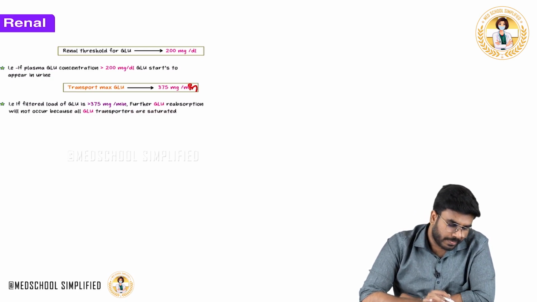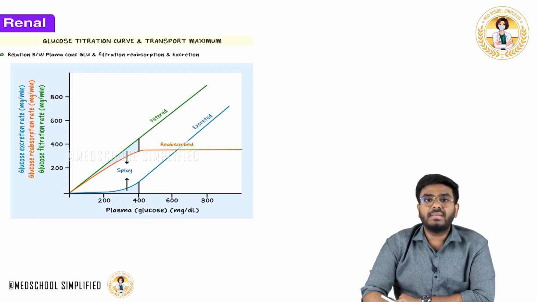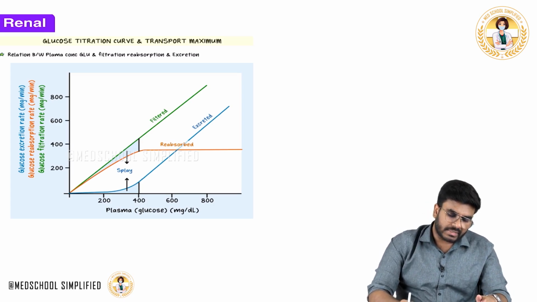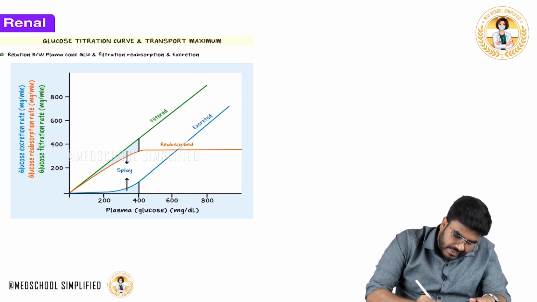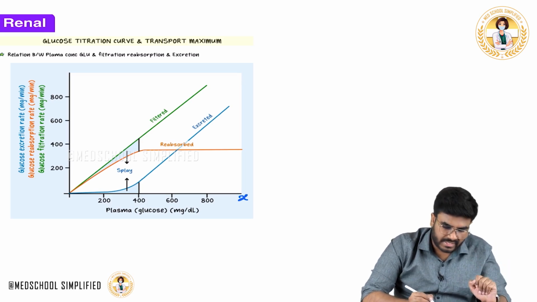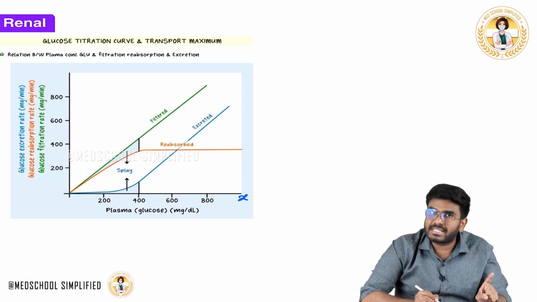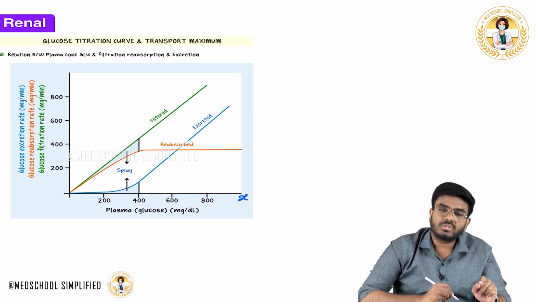Now if you look at this graph, it is called the glucose titration curve and transport maximum. What are we seeing here? First of all, on the x-axis, let's see the basic points. On the x-axis, what is given? It's the plasma glucose concentration, the amount of glucose which is present in the plasma, in the blood.